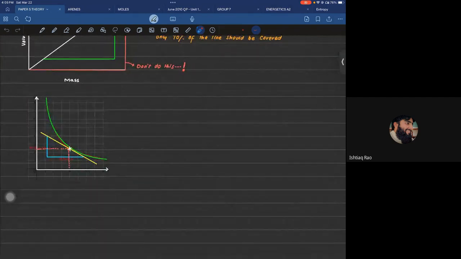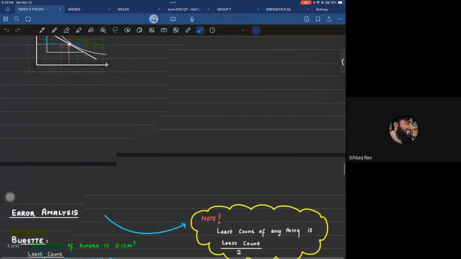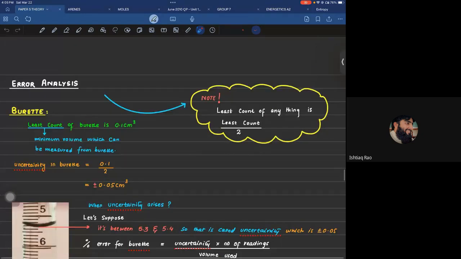In this way, you can find the gradient of a straight line, and also the gradient of a curve. You will see two types of questions. Sometimes the examiner gives you the data and asks you to draw the graph. You would get a straight line, and in some cases you would get a curve.